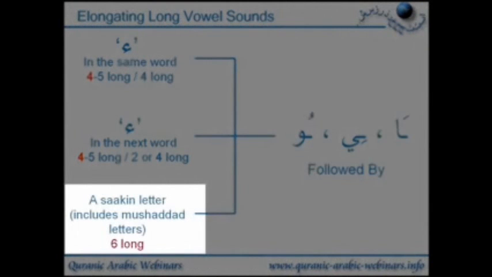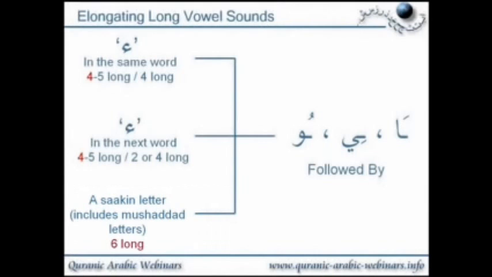And the last one is if any of these long vowels are followed by a sakin letter, and this by definition also includes any mushaddad letter, i.e. a letter carrying the shadda, because the shaddad letter again is effectively a sukoon, one of the letters with sukoon, i.e. sakin, followed by the letter with its own vowel sound, and we've covered that in the lesson on shadda or gemination. If that occurs, i.e. the long vowel is followed by a letter with sakin or mushaddad, then it's definitely going to be 6 long.